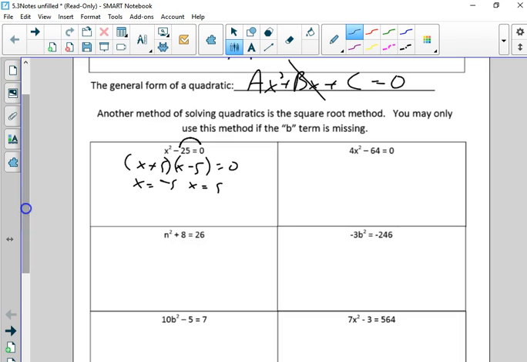If we move this over, we get x squared equals 25. We can just take the square root of both sides. The only thing you got to remember is whenever you take the square root of a number, we have to add that plus and minus, because the square root of 25 is positive 5 and negative 5. So there's two ways to do this problem.